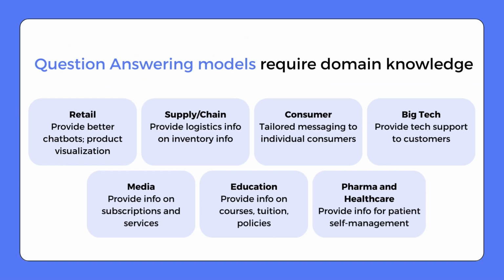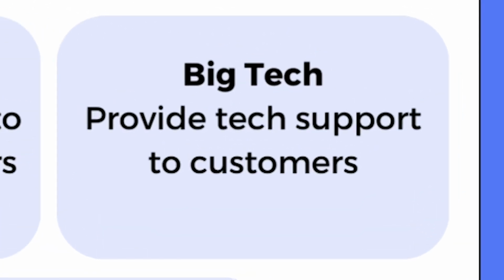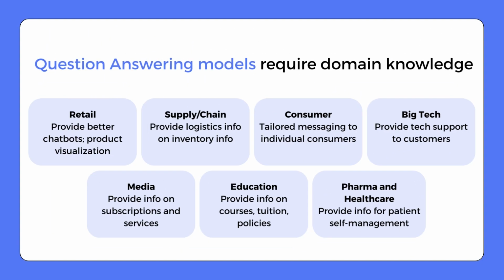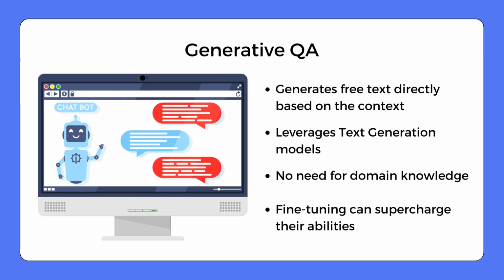And let's not forget about the big tech companies. They could use these models to provide superior tech support to customers. Each sector has its own unique requirements, and tuning an LLM according to these specifications can drastically enhance the model's effectiveness. While generative Q&A models can use their trained knowledge base to answer questions without needing specific domain knowledge, fine-tuning these models on domain-specific knowledge significantly boosts their accuracy and reliability. It's like providing the model a detailed map of the terrain it's supposed to navigate.